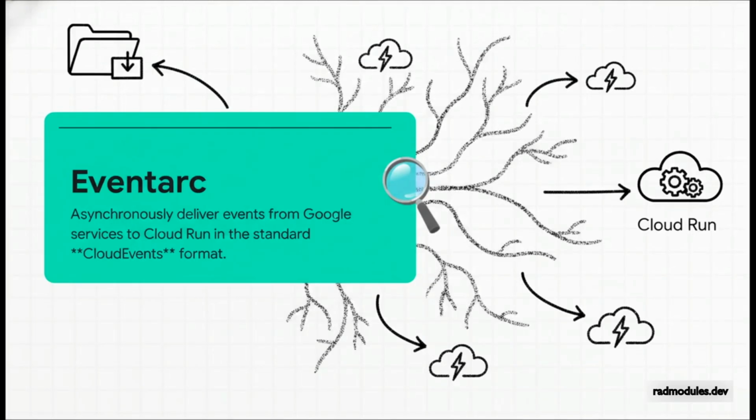And this is where EventHeart comes in. Think of it as the central nervous system for your event-driven applications on Google Cloud. It listens for events from over 90 different sources, like a new file landing in a cloud storage bucket, and uses them to trigger your Cloud Run service. And here's a key detail for the exam. EventHeart delivers these events in the standardized Cloud Events format, which makes your code much more portable and predictable.